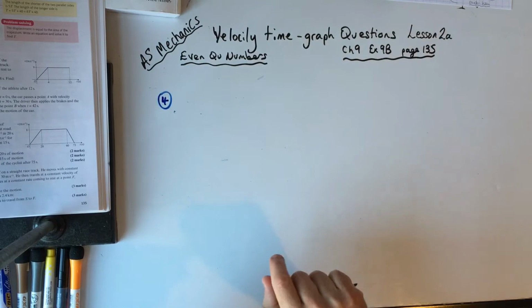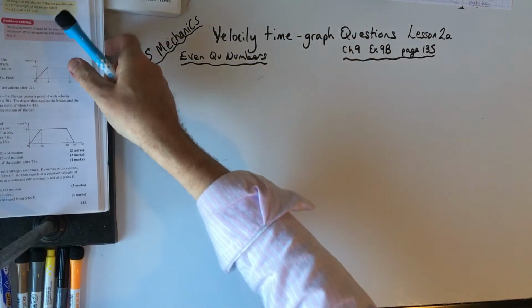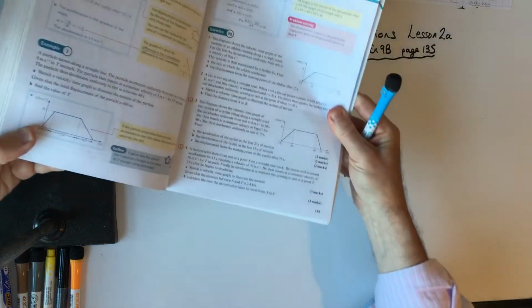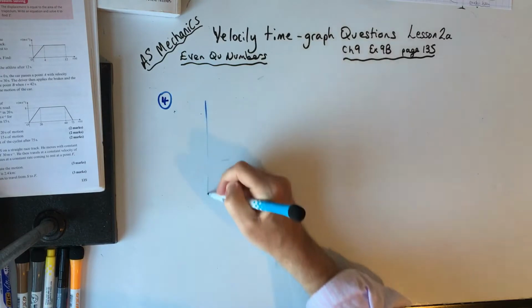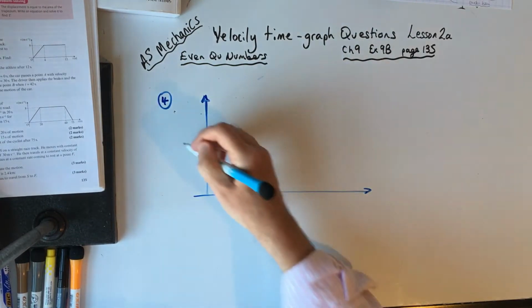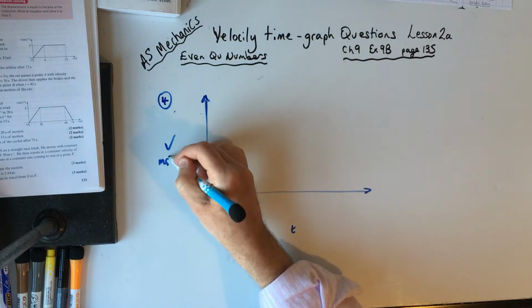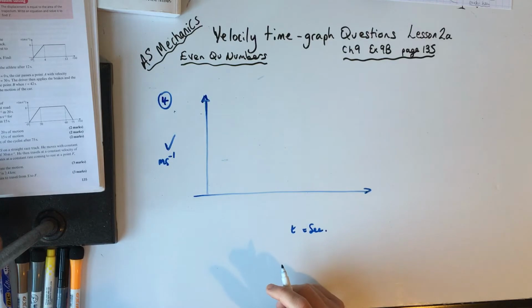Number 4 is one that they haven't given you a graph as well. So there it is. This is the bottom of page 135. Doing now number 4, and so we're going to have our velocity. It's going to be the same thing, time and velocity. That's in meters per second. This is in seconds. All of these are. They use the SI units.